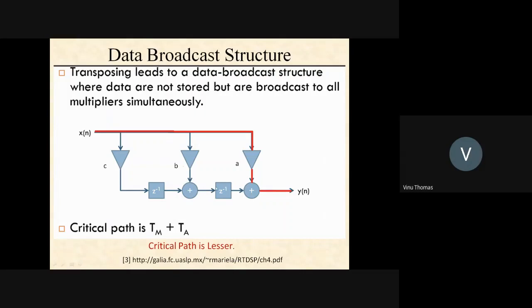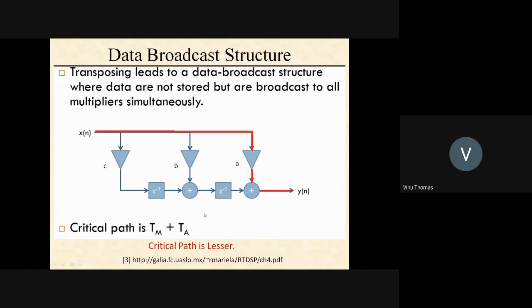Now look at the critical path for this example. Which is the critical path? The longest path, which should avoid all the delay elements. There is in fact only one path here. This is the critical path. Now, how many arithmetic elements are there in the critical path? This is one multiplication, and this is one addition. So the critical path is Tm plus Ta.